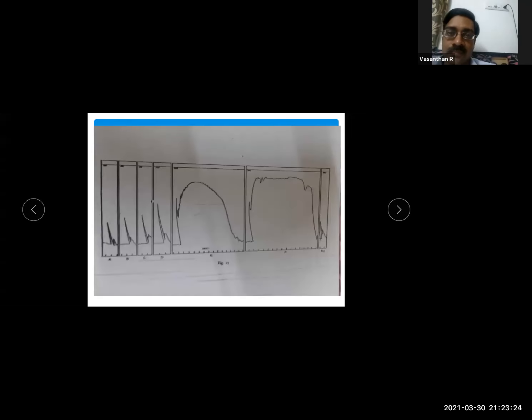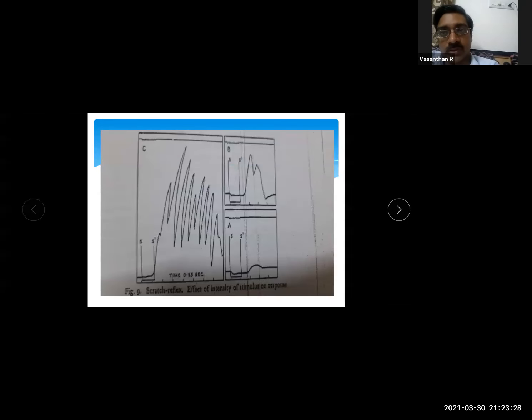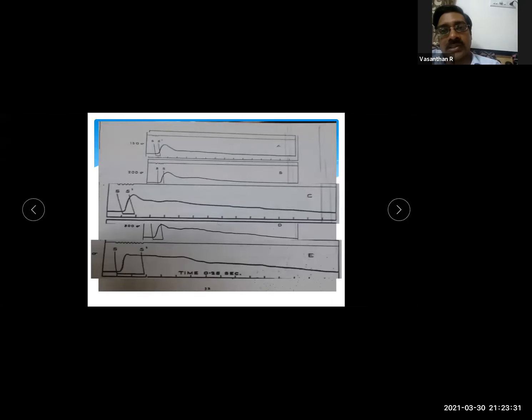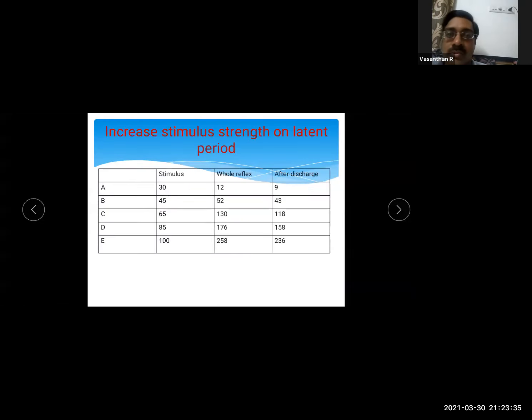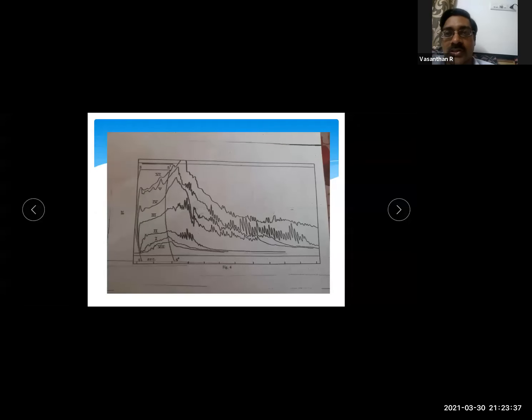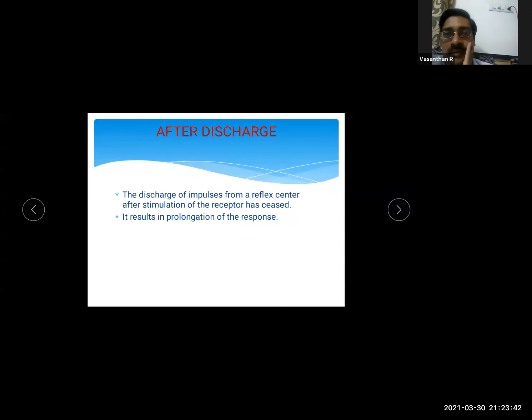Thank you, Bhaskar. I think that was a quite detailed account of what happens to the after discharge, not only what after discharge is, but also the different variations that happen to after discharge depending on the nature of the stimulus which we are giving. Right, so that was quite elaborate. So now we can start asking questions. Whoever has questions, whoever has not understood, or whoever wants to throw more light on it, you can just talk.